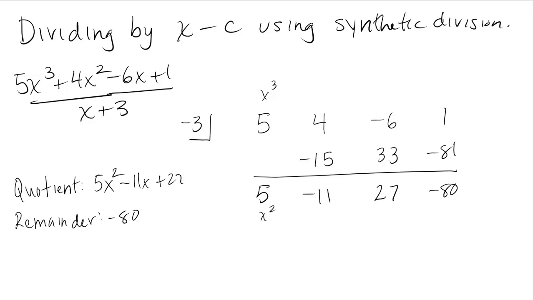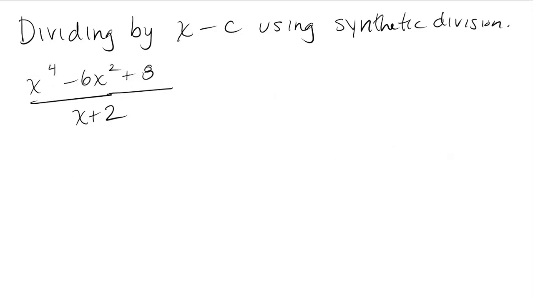We'll see in a moment that that remainder means something else, but let me do one more example of this. I want to do one with a missing term. This one, in fact, has 2 missing terms. We're doing x to the 4th minus 6x squared plus 8 divided by x plus 2.